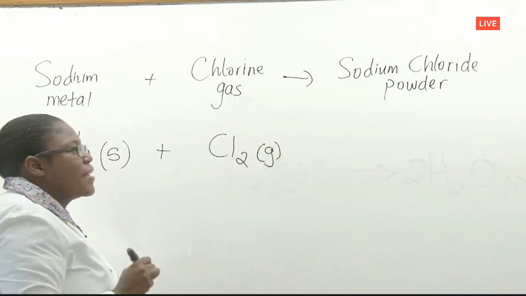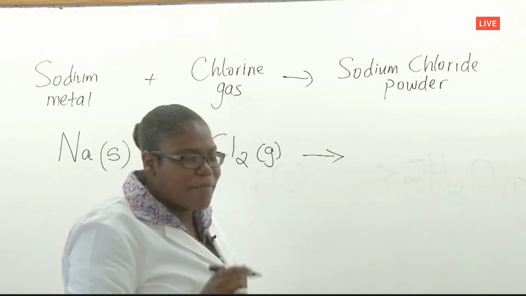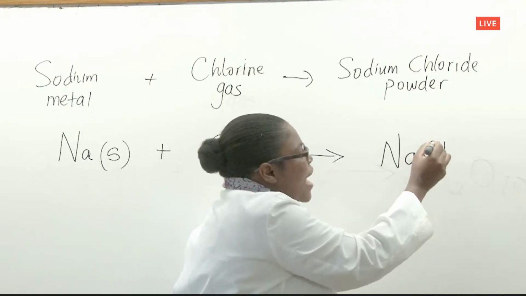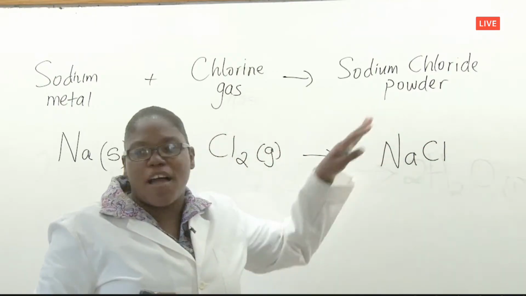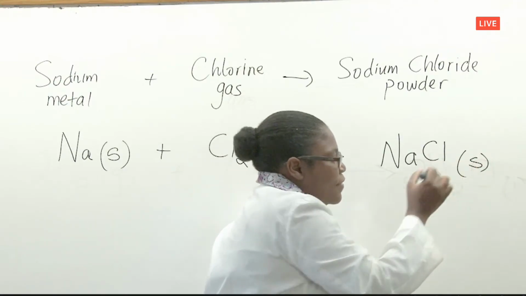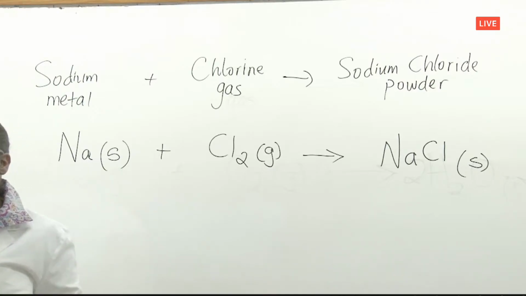So Cl2 gas. All right, to give you sodium chloride. Everybody knows the formula for sodium chloride? NaCl. And it came off as a powder. Okay, so powder, solid. Take a look at the equation. Is it balanced? Yes or no? If you said no, you're correct.